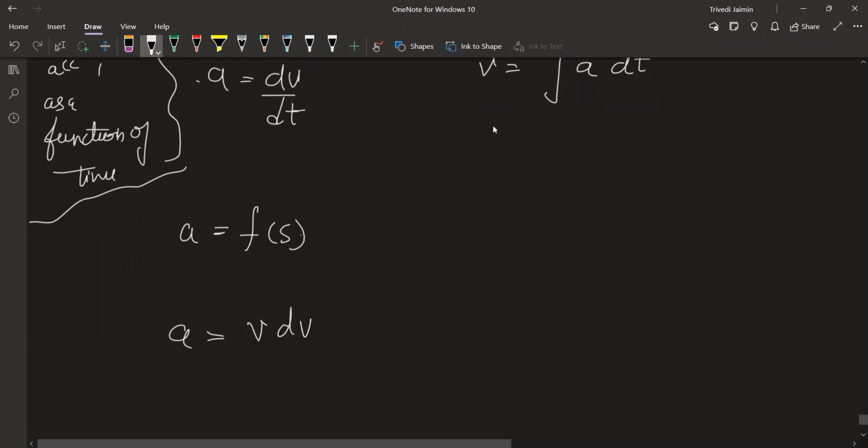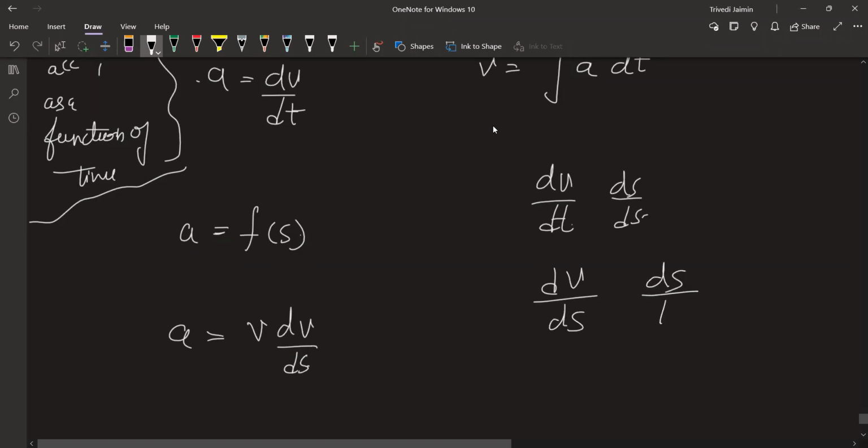a = v dv by ds, dt, ds. How are we getting this? It's not required, but I'll show you here because you will get confused. We need dv by dt because acceleration is dv by dt. Now, if I multiply and divide by ds, I'll get dv by ds and ds by dt.